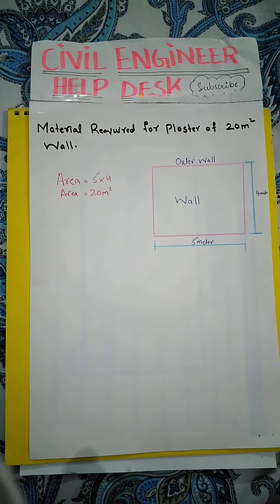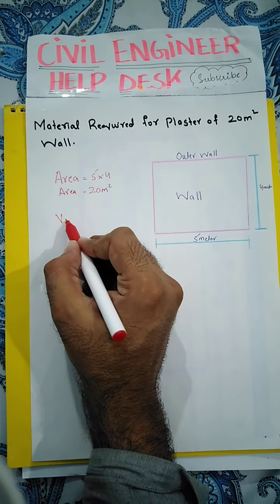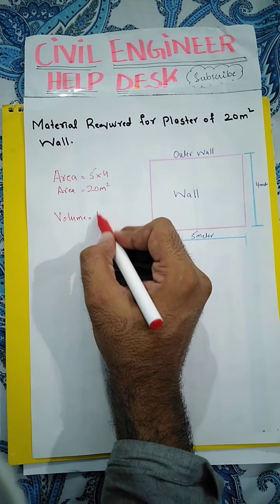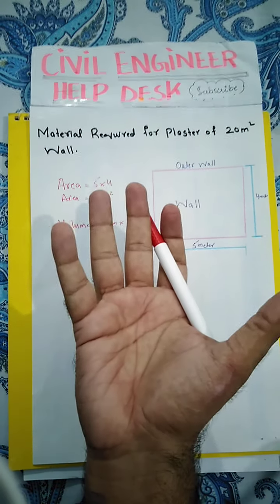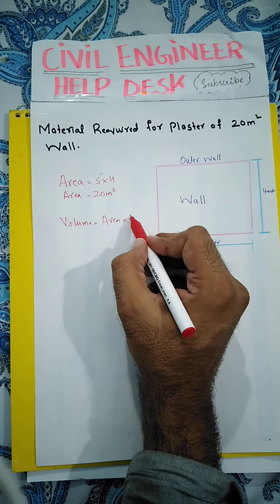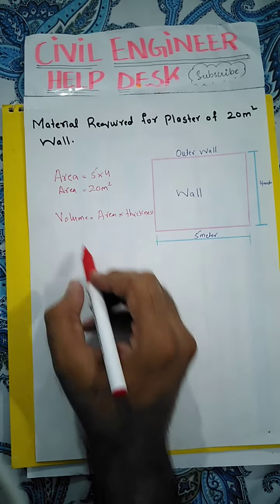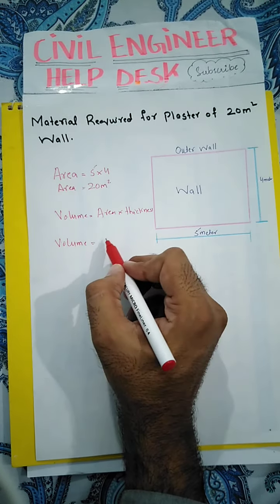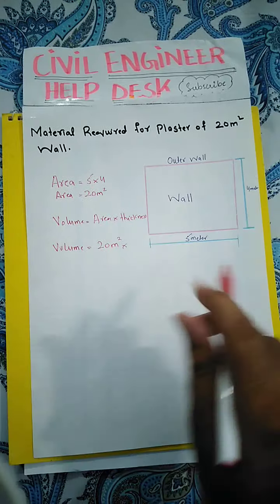Now viewers, if we want to calculate the quantities of material that is used in plaster, which is cement and sand, we must know the volume. So for volume, we know that volume is equal to area multiplied by height or thickness. In plaster we use thickness. So volume is equal to area. We have area 20 square meter and thickness.